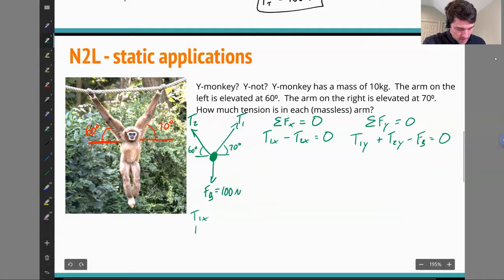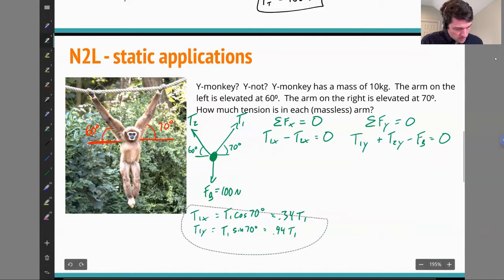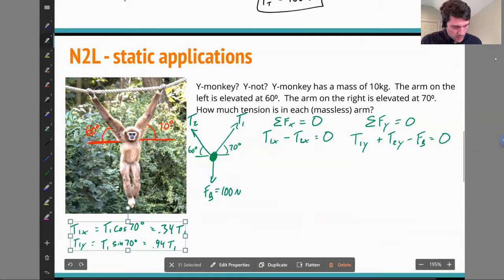T1x, T1y, I can come up with expressions for those. T1x is going to be whatever the tension is times the cosine of 70 degrees. Cosine of 70 degrees is 0.34. So 0.34 T1. The tension in the Y direction, T1 sine of 70 degrees, is going to be 0.94 times tension 1. I'm going to move this over to the side a little bit, get that out of the way.